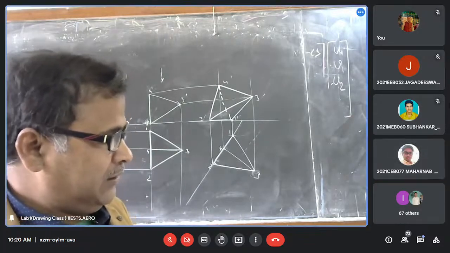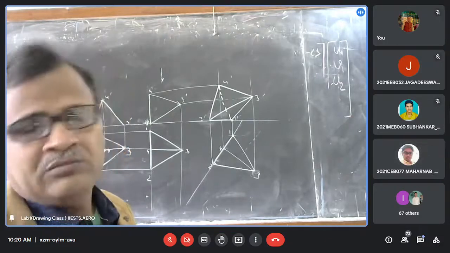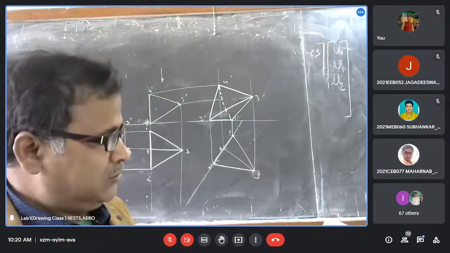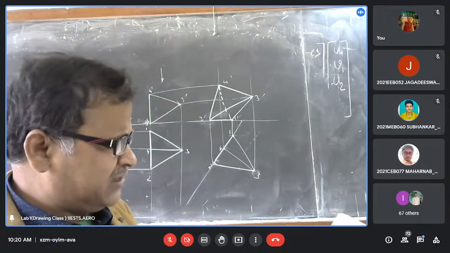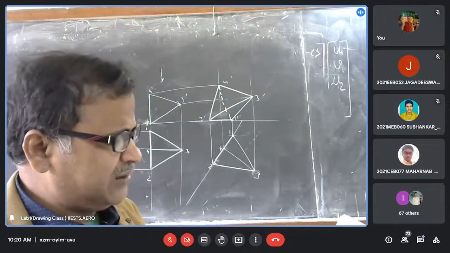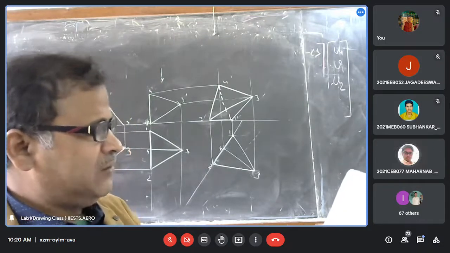Now, 7 is a cone, projection of cone. So I am just giving the hints how to start other projections of cones and cylinders.